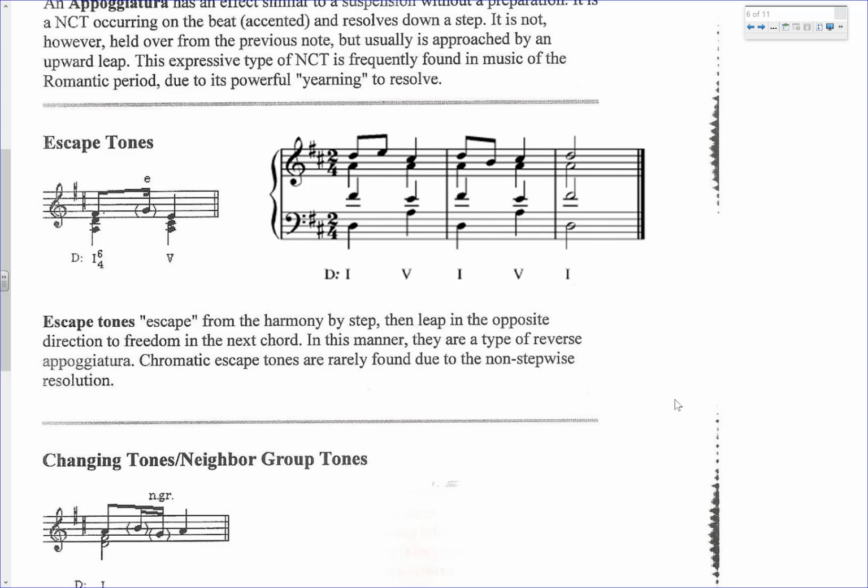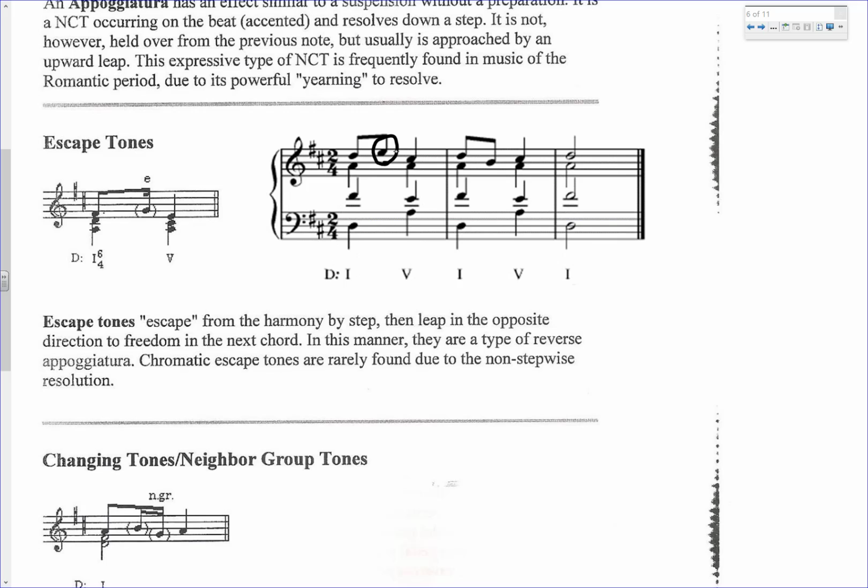You've already heard me mention escape tones. Let's talk a bit more about them. Escape tones essentially escape from the harmony by step, then leap in the opposite direction to freedom in the next chord. In this manner, they are a type of reverse appoggiatura. Chromatic escape tones are rarely found due to the non-stepwise resolution. So if we take a look at this example right here, we could see our escape tone, I've circled it, is the E in the treble clef in measure 1.